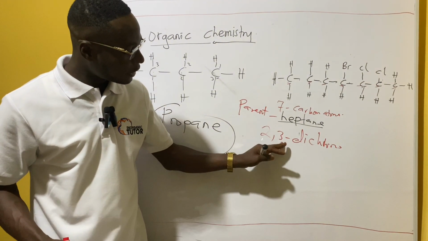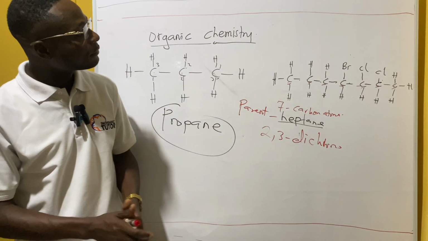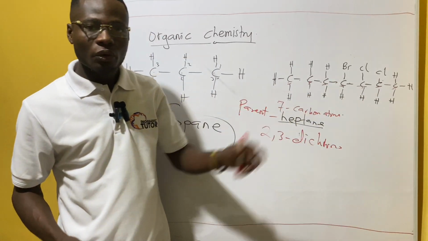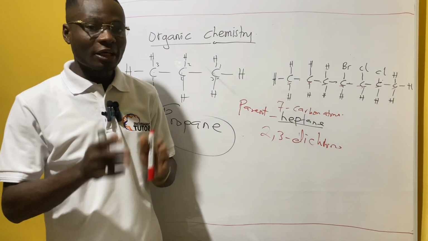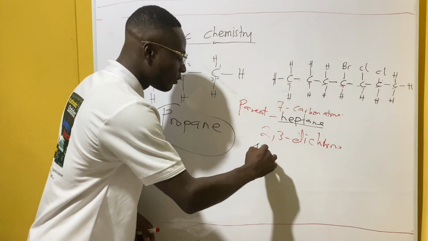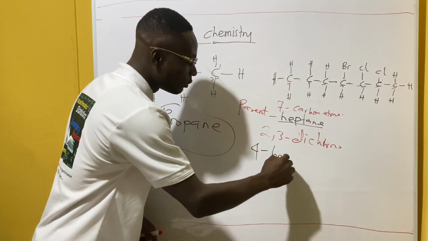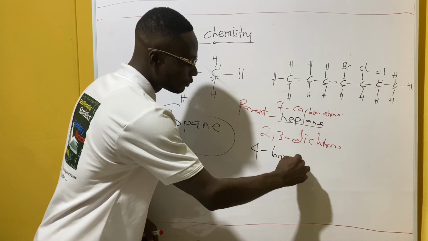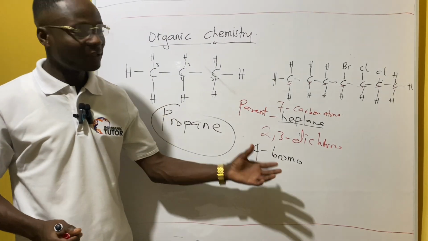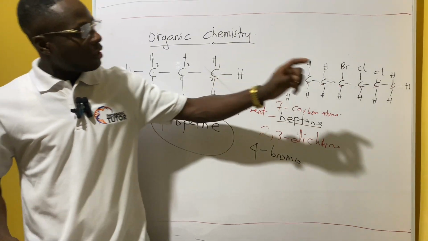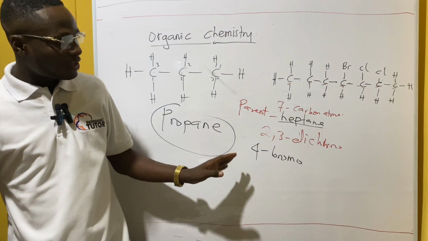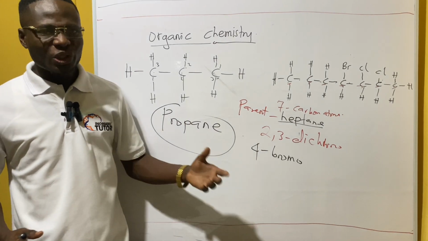So 2, 3 dichloro, and then when we move from there, we have 1, 2, 3, 4. Bromine is on the fourth carbon atom, so that one too is 4-bromo. So we can easily name this now. You can see that we have all the names down. Now, which one comes first?